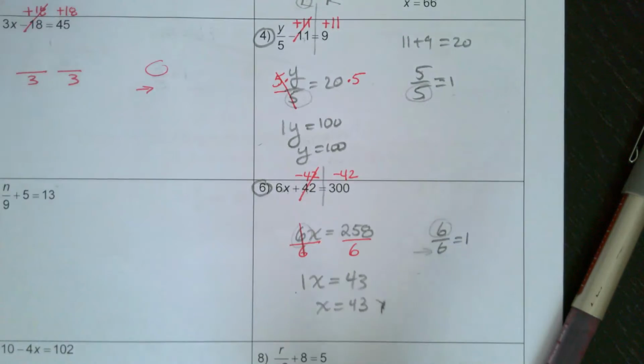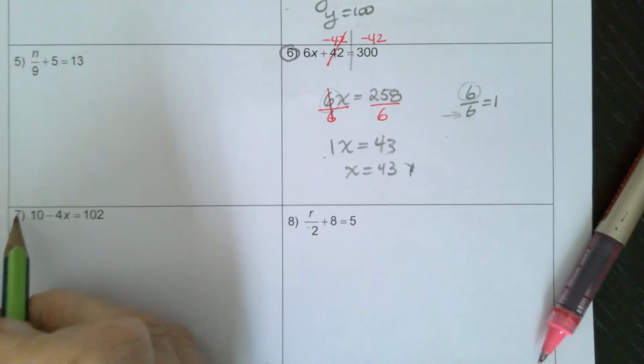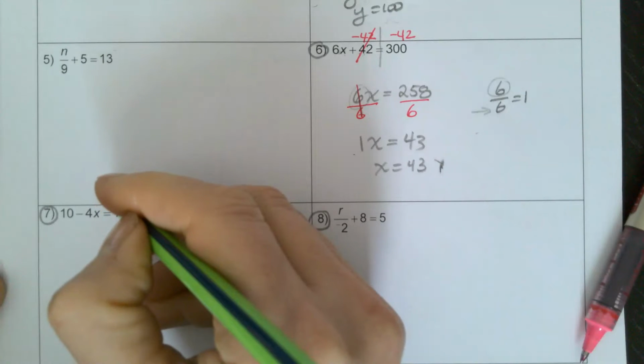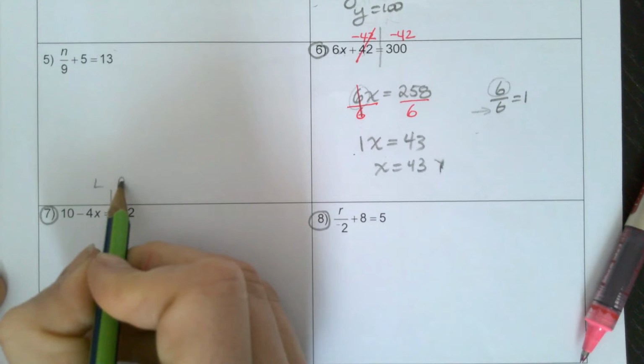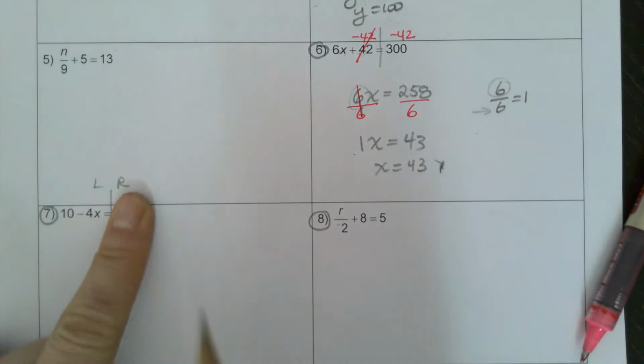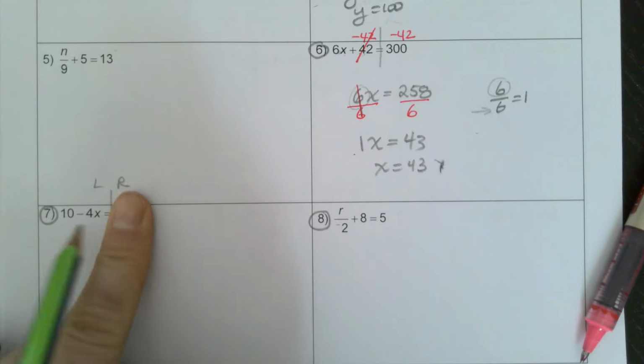So let's do 7 and 8. Here's 7 and here's 8. So we cut it at the equal sign to make our left side and our right side. Cover this up because there's no x here. X is here. We have to get x alone. So I have to get rid of the 4 and the 10.